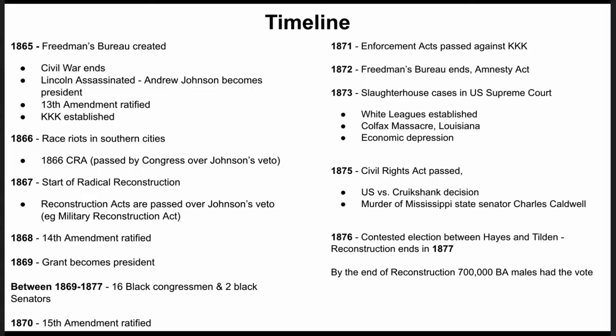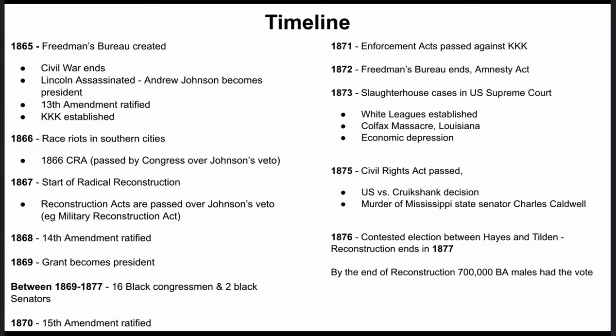In 1870, the 15th Amendment is ratified, which gives Black American males the right to vote, which is hugely significant. So you end up with 16 black congressmen and 2 black senators and lots of black representatives on a local level between 1869 and 1877, which really emphasizes the significance of the 15th Amendment.